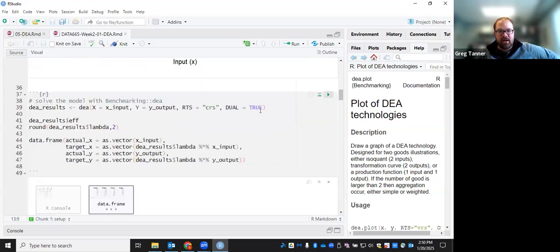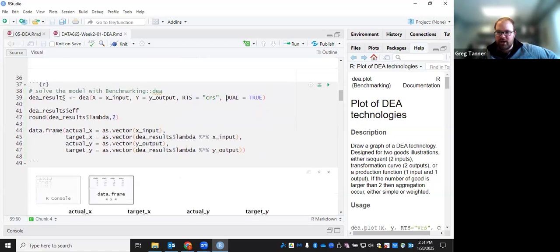Okay, and to actually solve the DEA problem, we use the DEA command. X is our inputs, Y are our outputs. We'll talk a little bit about returns to scale in a little bit, but for constant returns to scale, put CRS. And if you wanted to compute dual variables, put dual equals true. I didn't do it for the one input, one output because they don't have too much meaning when you just have one input, one output.